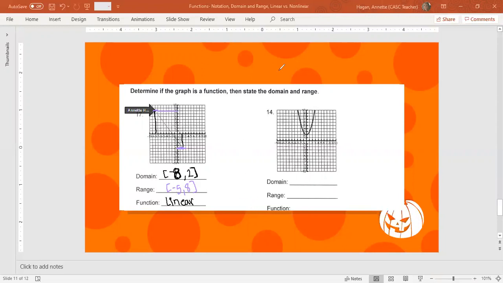All right, we'll do number 4 together. Number 4, this is a function that passes the vertical line test. Specifically, it is a quadratic function. And when I look at this, we're going to start with the domain. If this graph continued, it would keep going forever and ever to the left and forever and ever to the right. Okay, so it keeps going forever and ever and ever. Our domain does not stop.